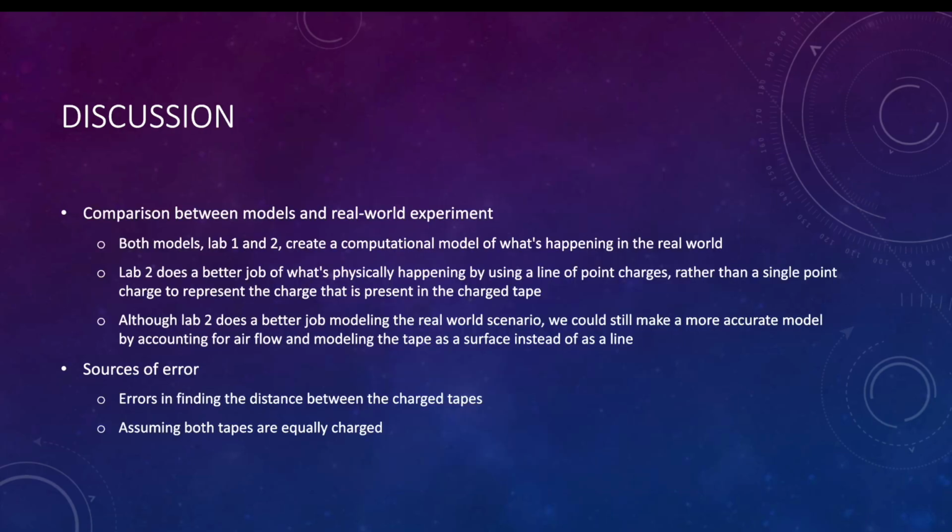So the comparison between the models and the real-world experiment: both models model the real world and what's happening. Lab 2 just does it better because it models it as a line charge rather than a point charge, which is closer to what's actually happening, as the tape has a series of charges rather than one single charge in the middle of its length. Although Lab 2 does a better job modeling it, we can still make a more accurate model by accounting for other factors such as airflow and modeling the tape as a surface instead of a line, which would be even more accurate for the charge.